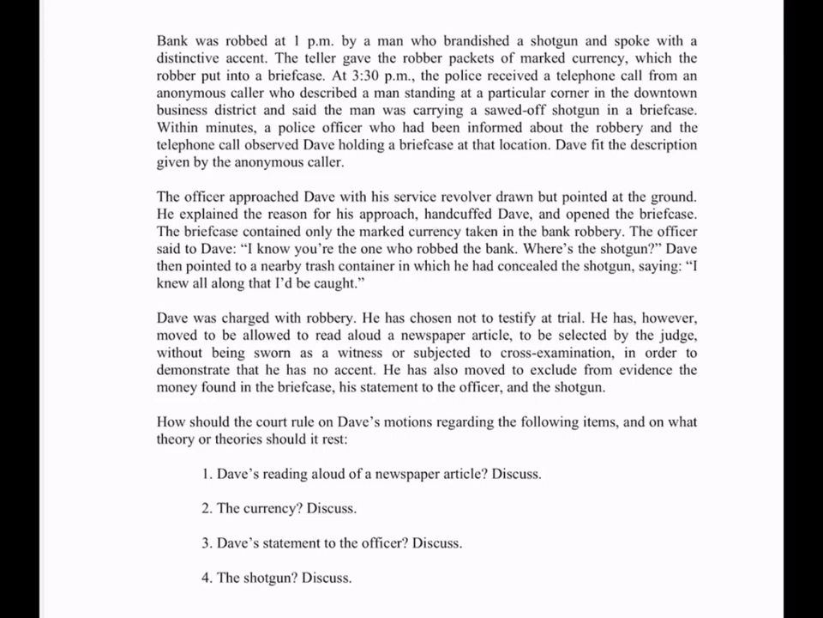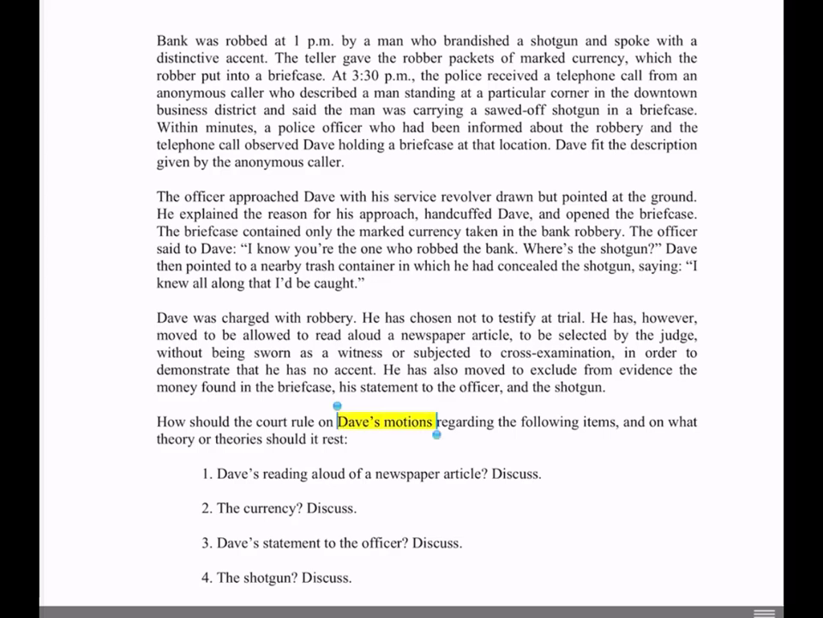What have we got in this one? Four calls in about 45 minutes to write, after I issue spot for 15 minutes. First call is about reading aloud a newspaper article. Second call is currency. Third call is a statement to an officer. And the fourth call is a shotgun. Those sound like items of evidence, so I suspect this is criminal procedure.